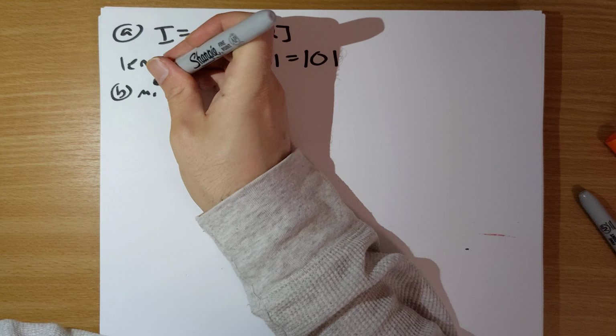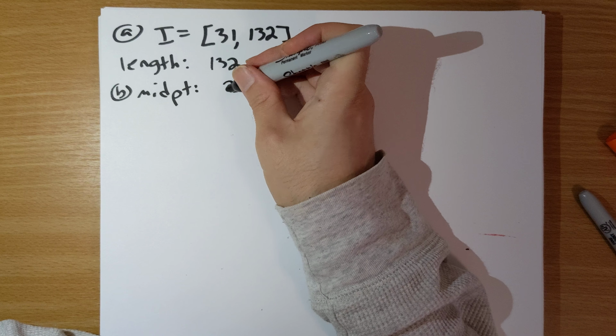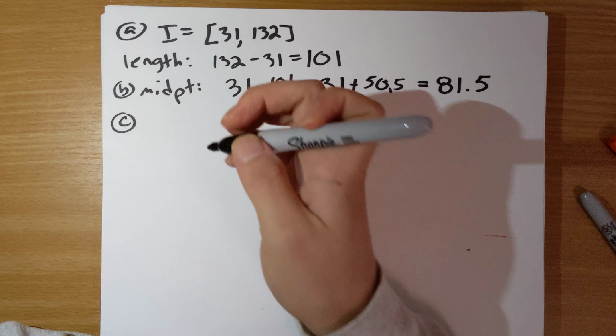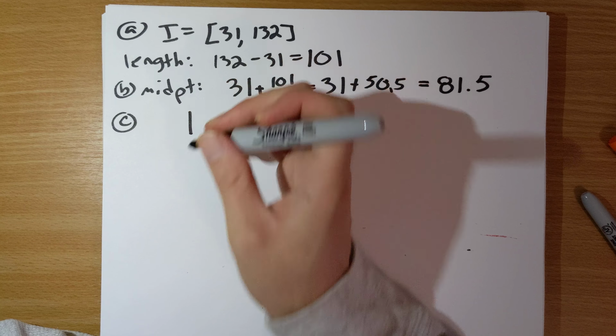For part B, for the midpoint, all we have to do is take 31, the left endpoint, plus half of the length. 31 plus 101 over 2. 101 divided by 2 is 50.5. We want decimal notation here. So the midpoint is 81.5. And then part C, express I using absolute value notation. So what's going on here? We want x.